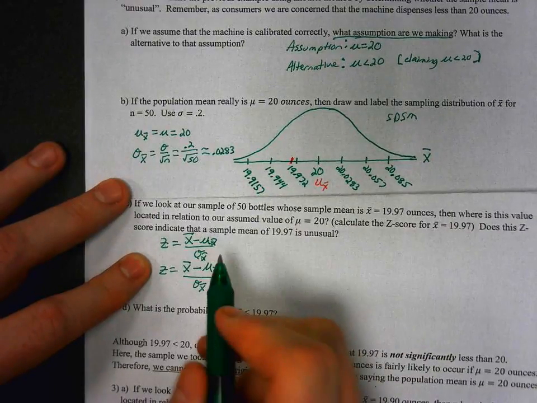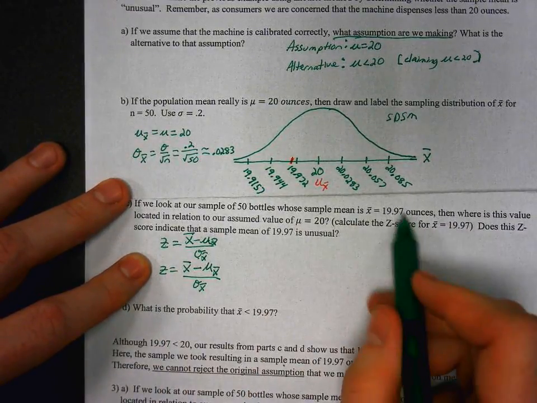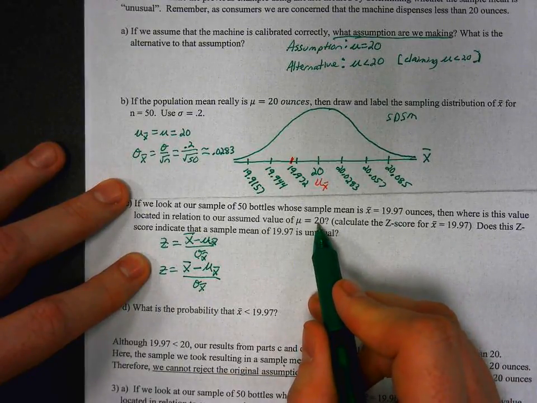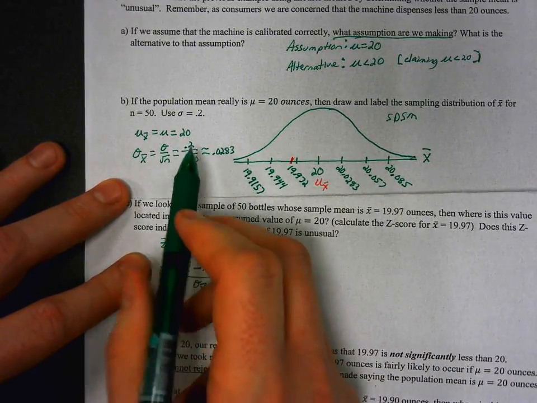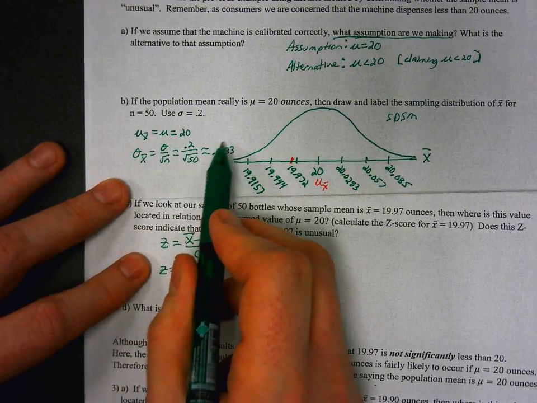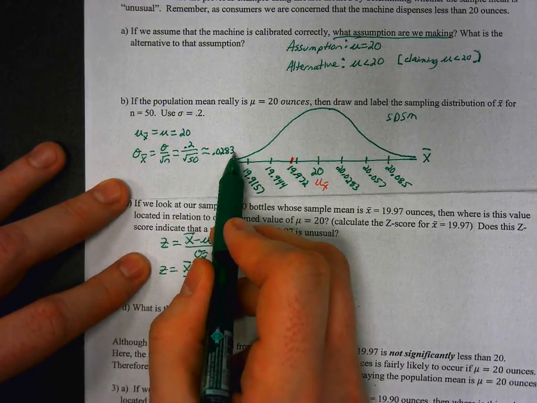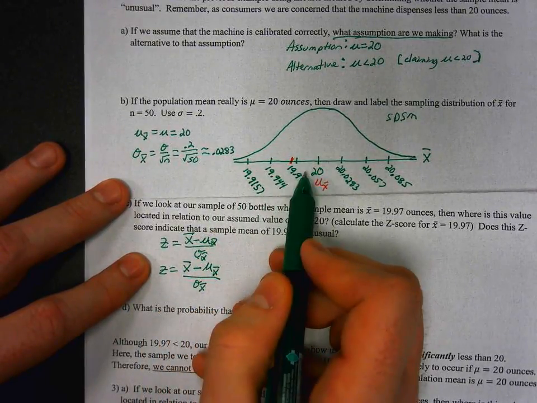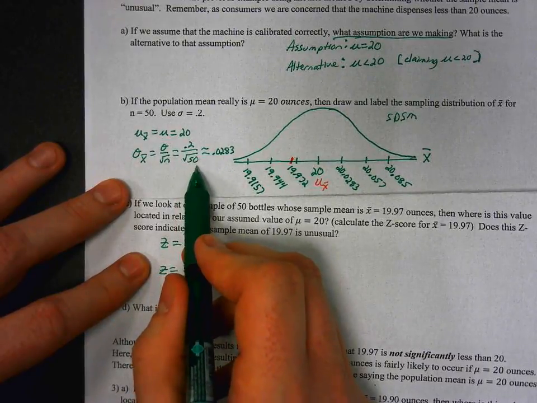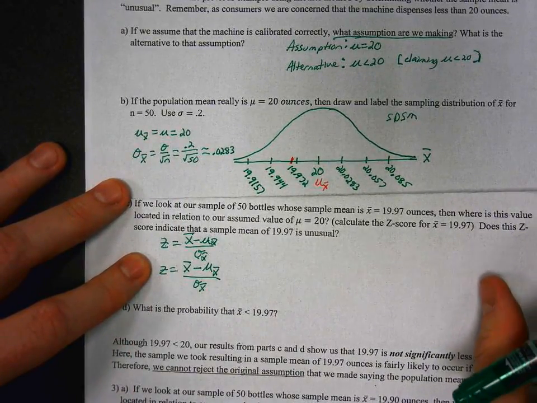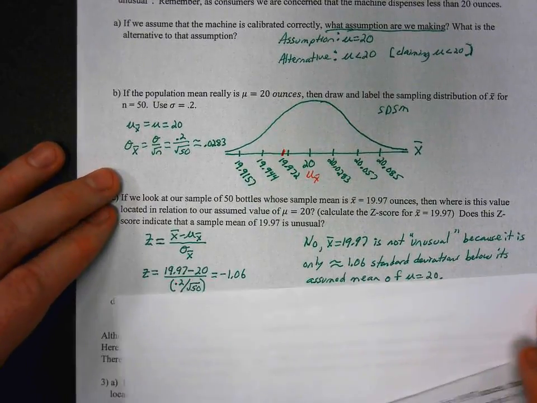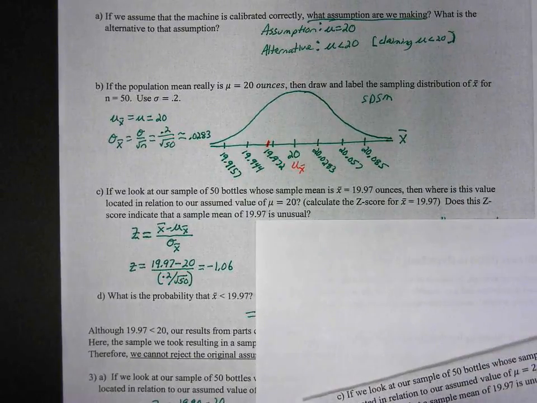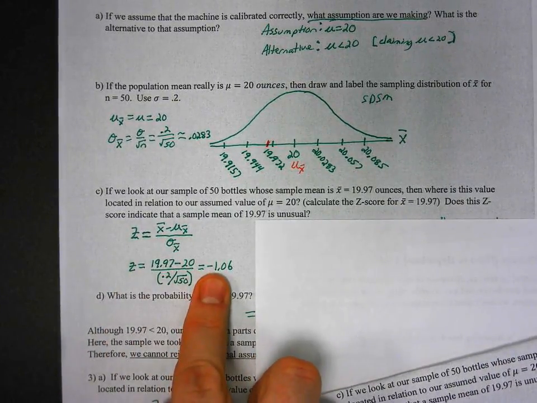So what we have here is x bar, 19.97, minus the mean of the sample means, which is 20, and then divided by the exact value of 0.2 over the square root of 50. We're not going to use the rounded value until we round the z-score at the very end. This rounded value, 0.0283, was just so we could put numbers on the axes. We're going to use 0.2 over square root of 50 for our exact value in our calculator. So when we do that, we end up with a z-score of about negative 1.06.